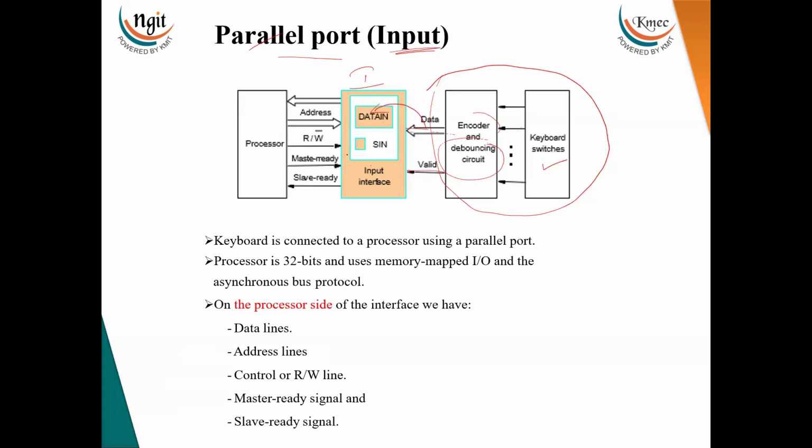Now, between the processor and the interface there is a data bus, an address bus, and this is the control bus. In the control bus we place the read or write command, master ready and slave ready. These are the control and timing signals. Here, to do the analysis of this circuit, we are assuming that the address bus is a 32-bit address.